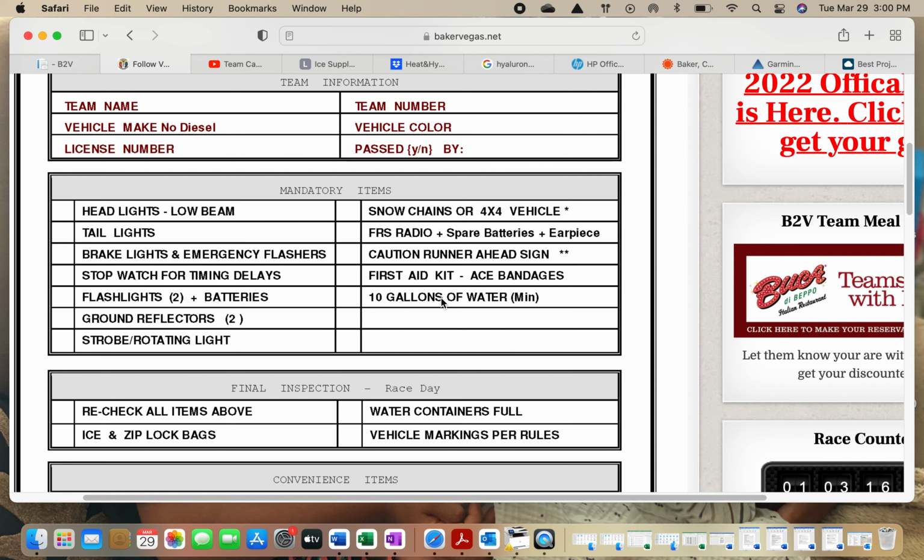Water, tons of water. Make sure that you have ice chest filled with water for daytime, as well as a couple cases of water in the back of your follow vehicle. The caution runner ahead sign. I talked with Smitty's, and Smitty is out of those signs, but we did come up with something else that can be used if you're going through Smitty's and you have the alternative, which I believe is a sticker that he created. That is not a problem at all. If you haven't gone to Smitty's yet and you're still planning on doing so, I highly suggest that you contact him immediately.